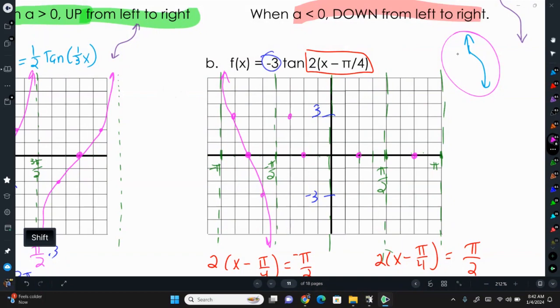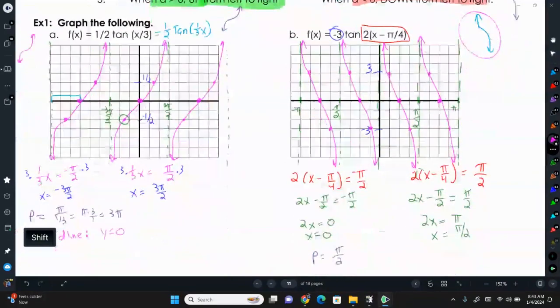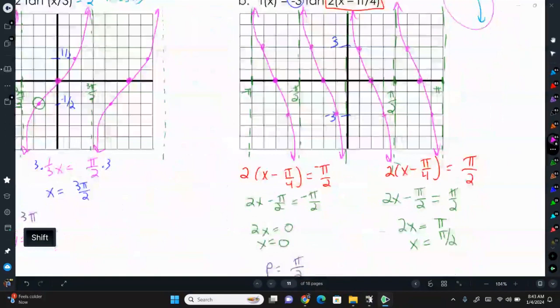Here and here. Then here and here. And again, we want to make sure we don't touch our asymptotes. That would not be good. So our graph will look like that. We were able to fit more cycles on this one because the period was just pi over 2.